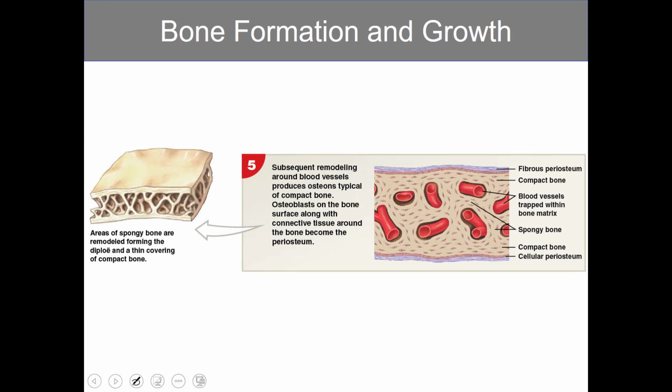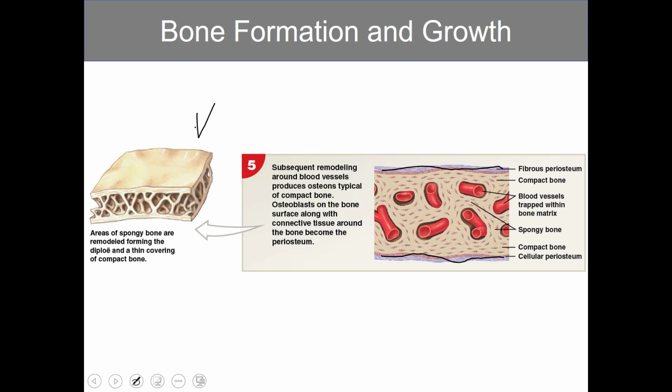It's a little easier to see here what that may look like. So as the bone continues to grow and remodel around these numerous branches of vasculature, you're going to get the production of osteons that you would typically see in compact bone. And the osteoblasts on the surface of the bone, along with the connective tissue, ultimately develop into the periosteum. So that's going to occur in these regions here.